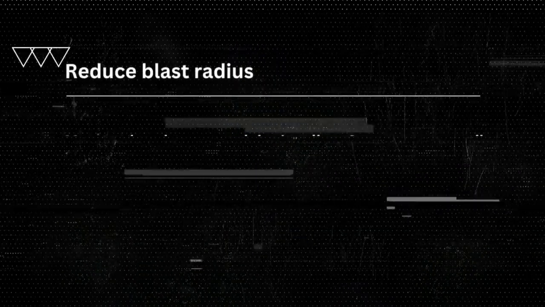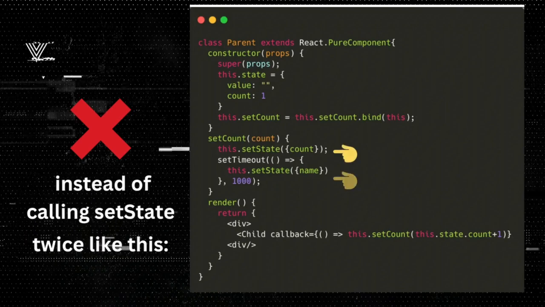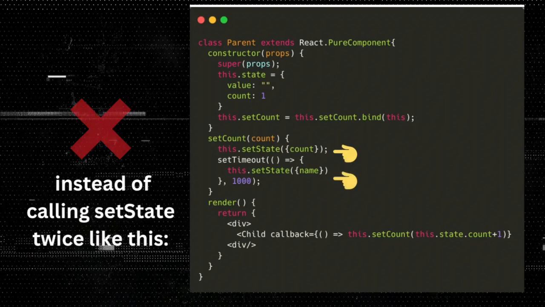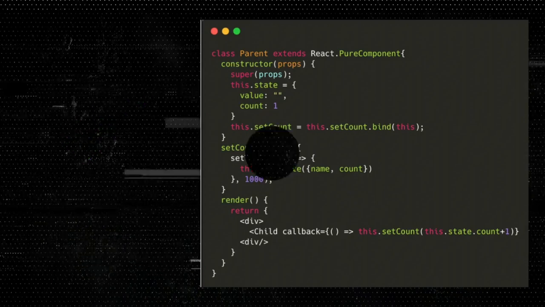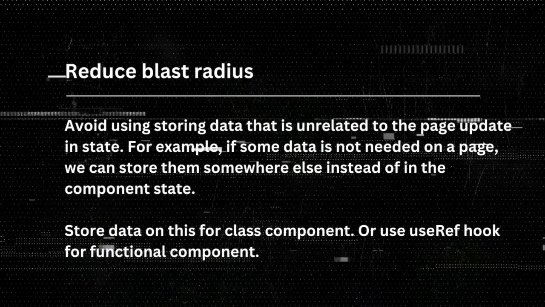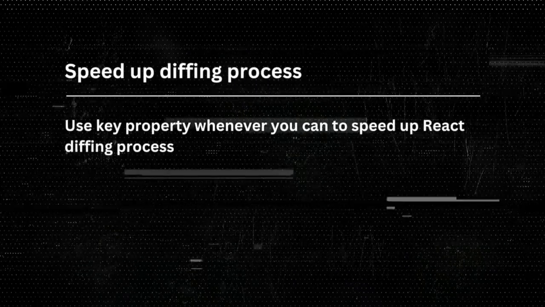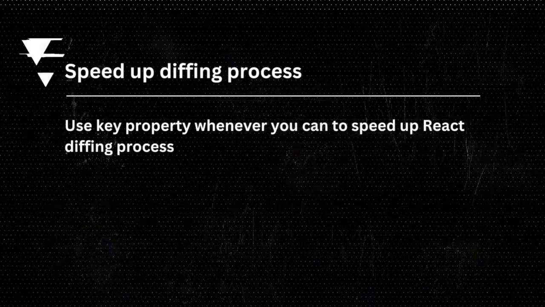Tip number 2, merge related states and don't call setState unnecessarily. We can handle click update in state. For example, if some data is not needed on a page, we can store them somewhere else instead of in the component state. Tip number 4, use key property whenever you can to speed up React diffing process.